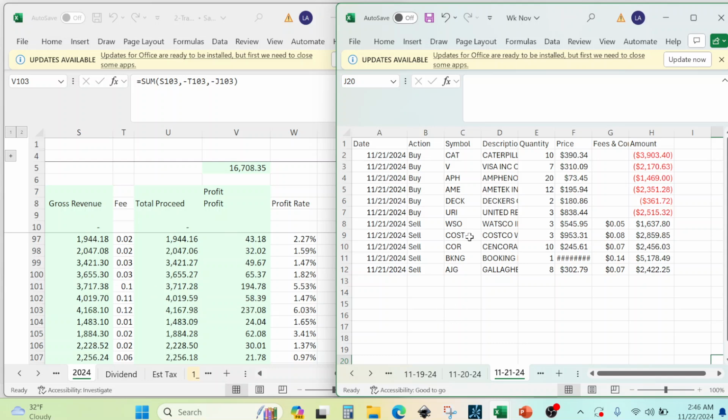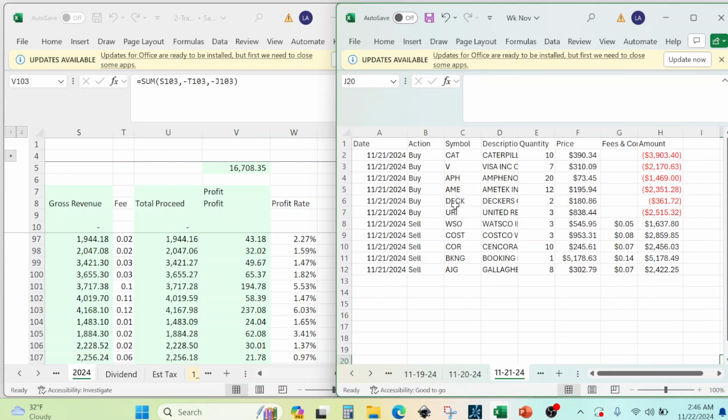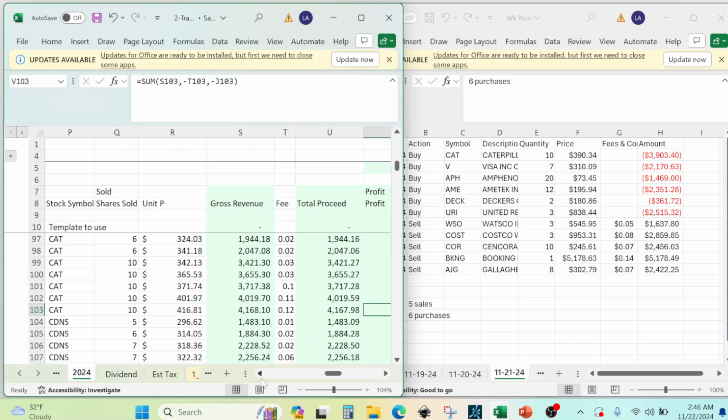So let's take a look at Friday, November 21st transactions here. As you can see, we first sold quite a bit: 1, 2, 3, 4, 5. So we have 5 sales, and we have 1, 2, 3, 4, 5, 6 purchases. So 11 swing trades, including 5 sales and 6 purchases. So let's get started, record them on our spreadsheet.